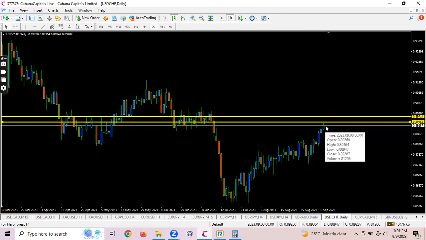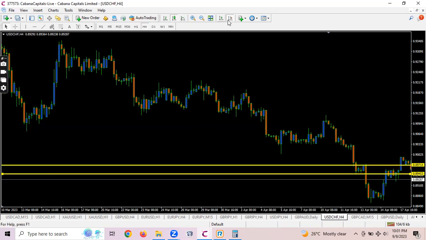Now, if the Monday candle does not close bearish and price keeps going up, you should consider buying above this zone. If a 4-hour candle closes above this zone, that is when you will consider buying. Let's go down to 4-hour. Let's see what we have on 4-hour.